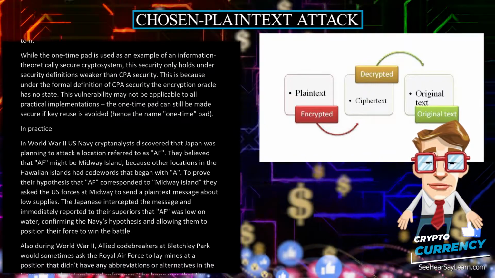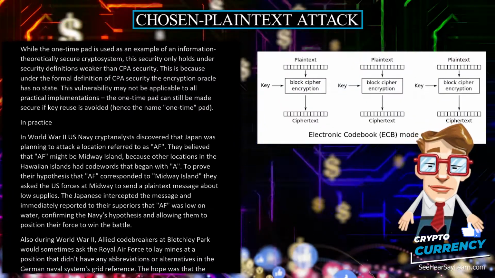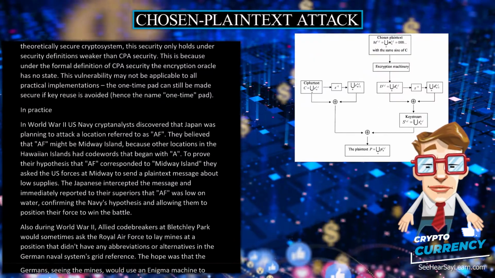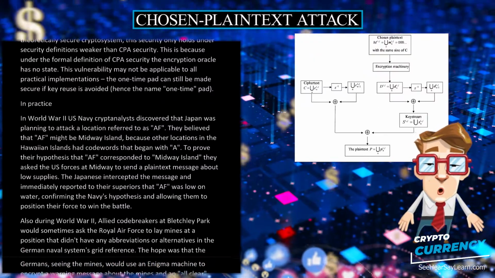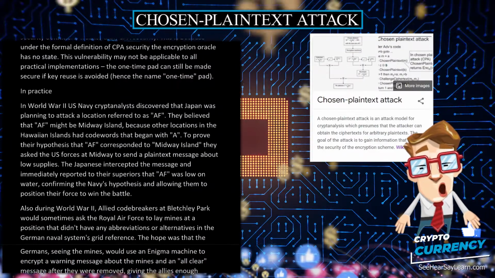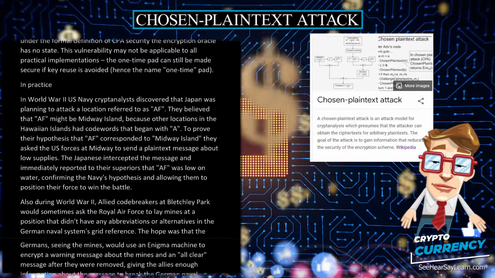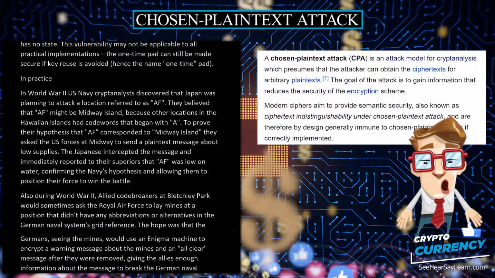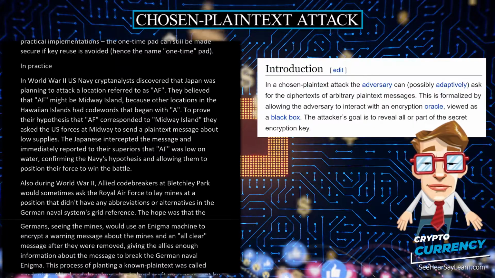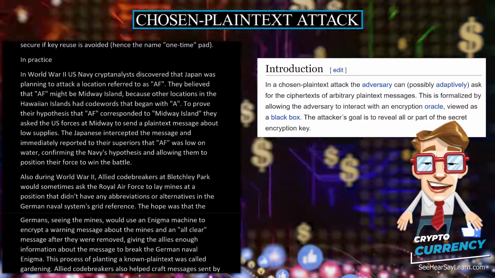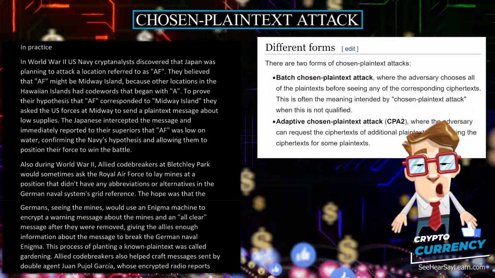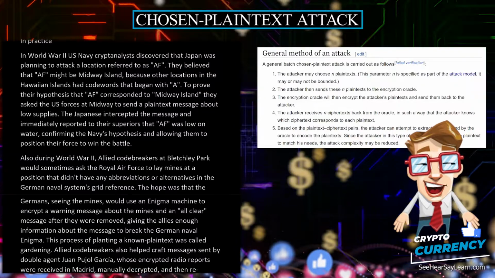Also during World War II, Allied codebreakers at Bletchley Park would sometimes ask the Royal Air Force to lay mines at a position that didn't have any abbreviations or alternatives in the German naval system's grid reference. The hope was that the Germans, seeing the mines, would use an Enigma machine to encrypt a warning message about the mines and an all-clear message after they were removed, giving the Allies enough information about the message to break the German naval Enigma. This process of planting a known plaintext was called gardening.